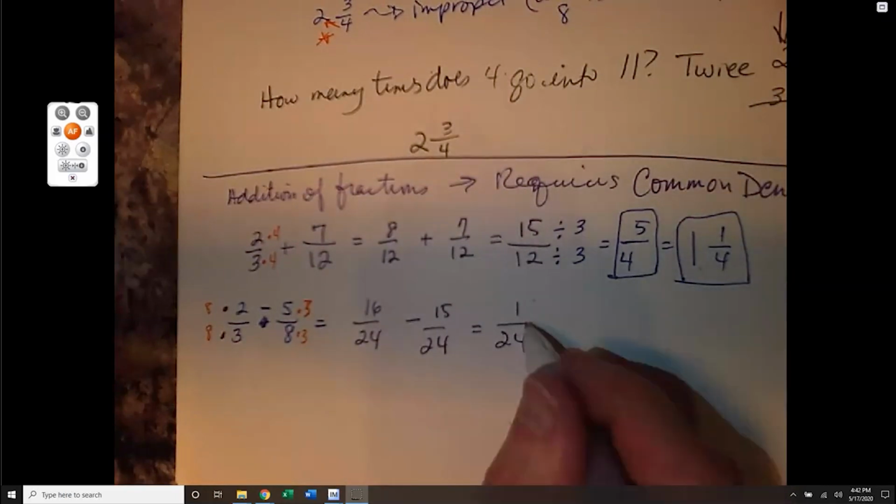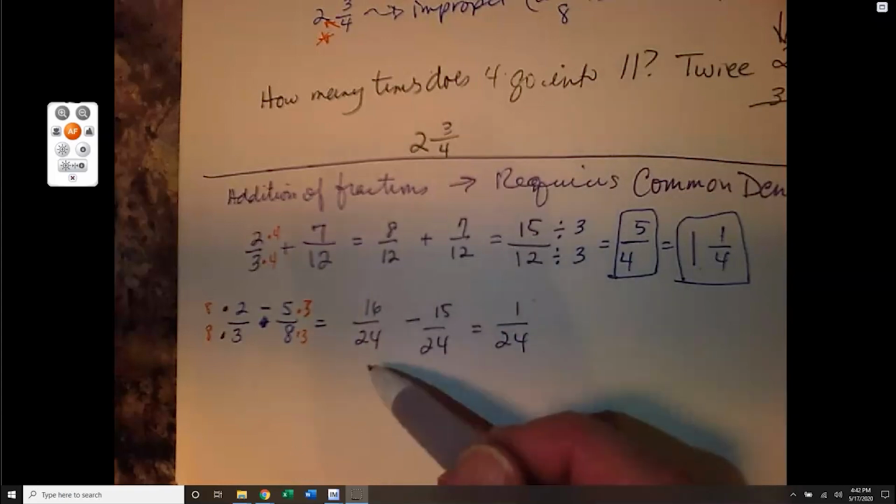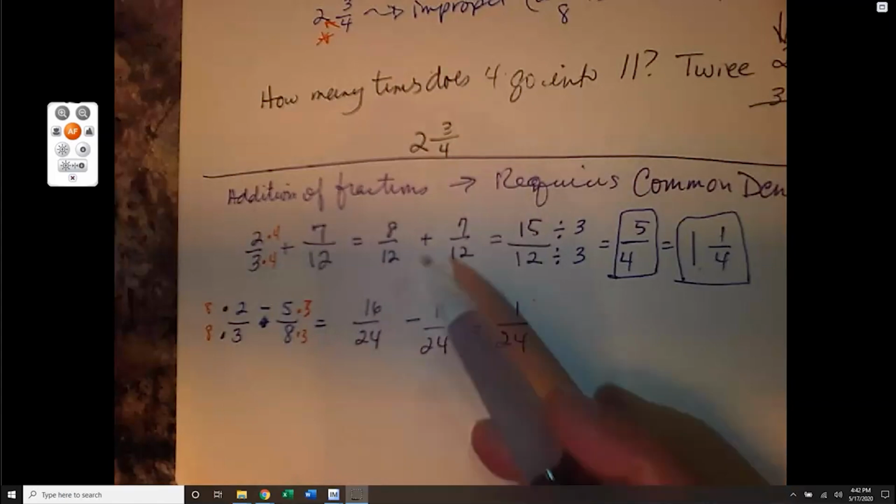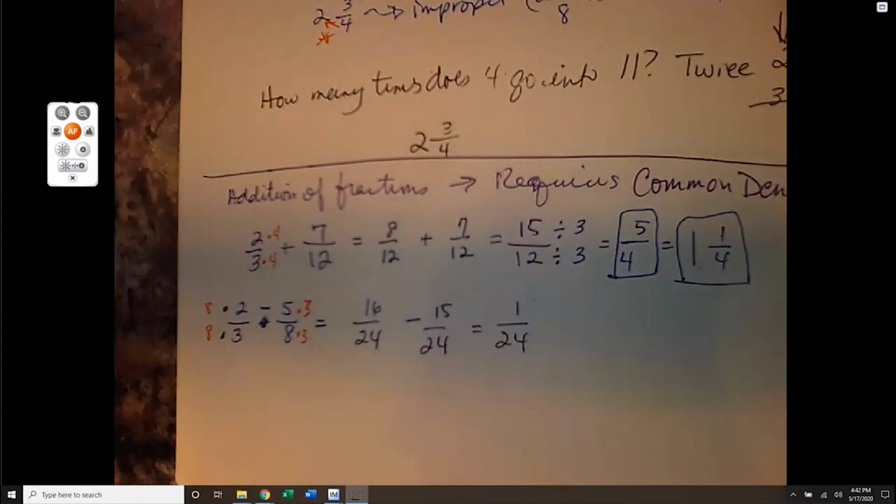Hopefully that makes some sense. All right, so subtraction and addition work pretty much the same way. It's just whether or not you have a plus or a minus in between. They require the common denominator.